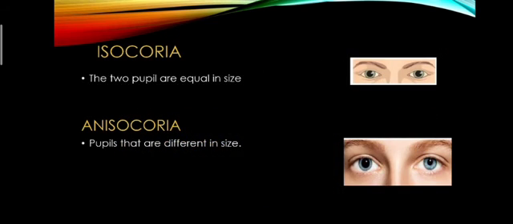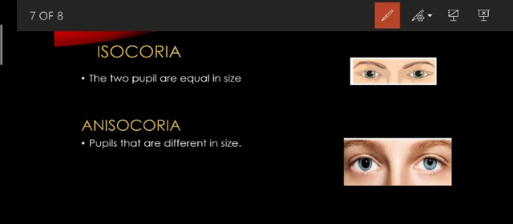Now, let's move on. Isocoria. The two pupils are equal in size. Here in this image we can see that in the right eye and the left eye, both the pupils are equal in size, and hence this is known as isocoria.